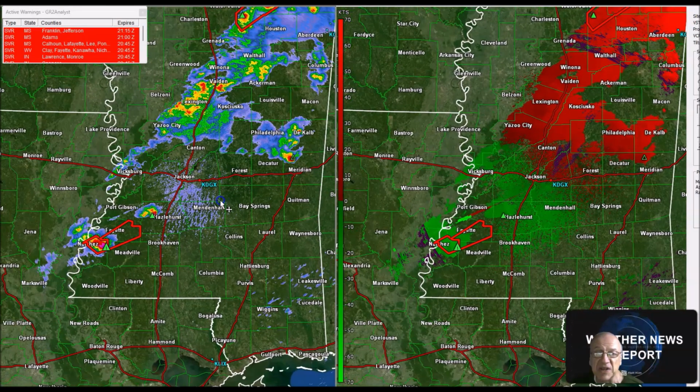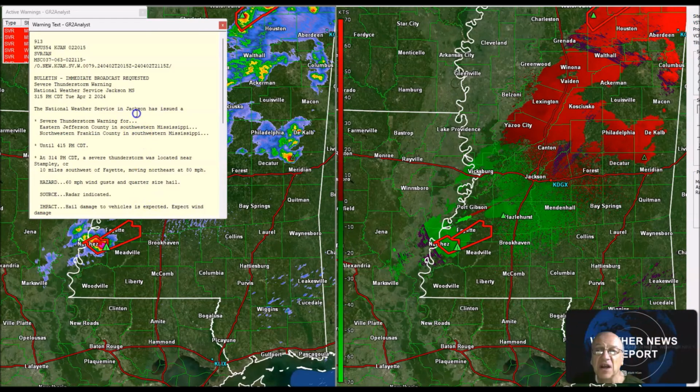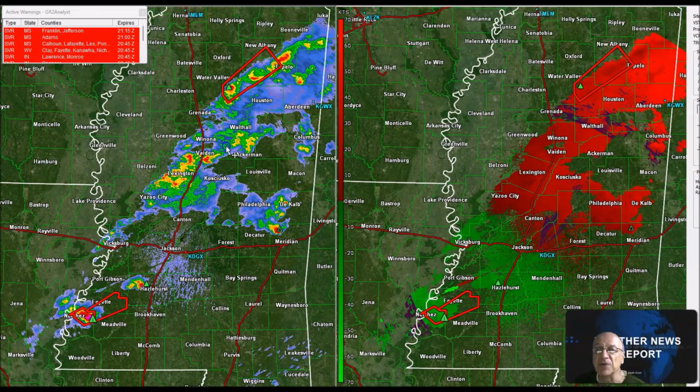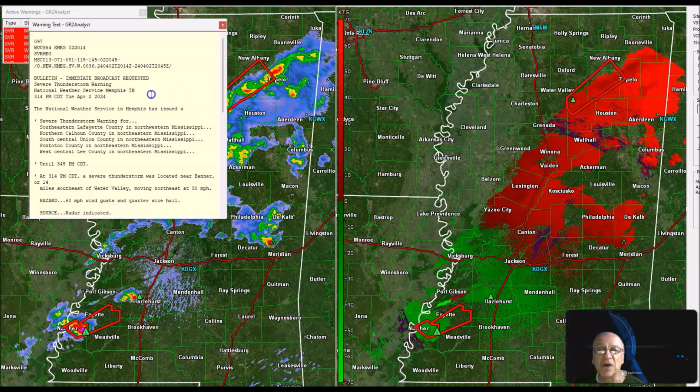And we're going to take a quick look. We have a severe thunderstorm warning in effect for Jackson. The Weather Service in Jackson issues a severe storm warning for eastern Jefferson County, southeastern Mississippi, and northwestern Franklin County, Mississippi, in effect until 4:15 p.m. Central Daylight Time. This is a cell down here, and it's produced 1.35 inches of hail. This is the velocity, which measures the winds coming towards and away from the radar site. Then we go further to the north, and we have another severe thunderstorm warning.